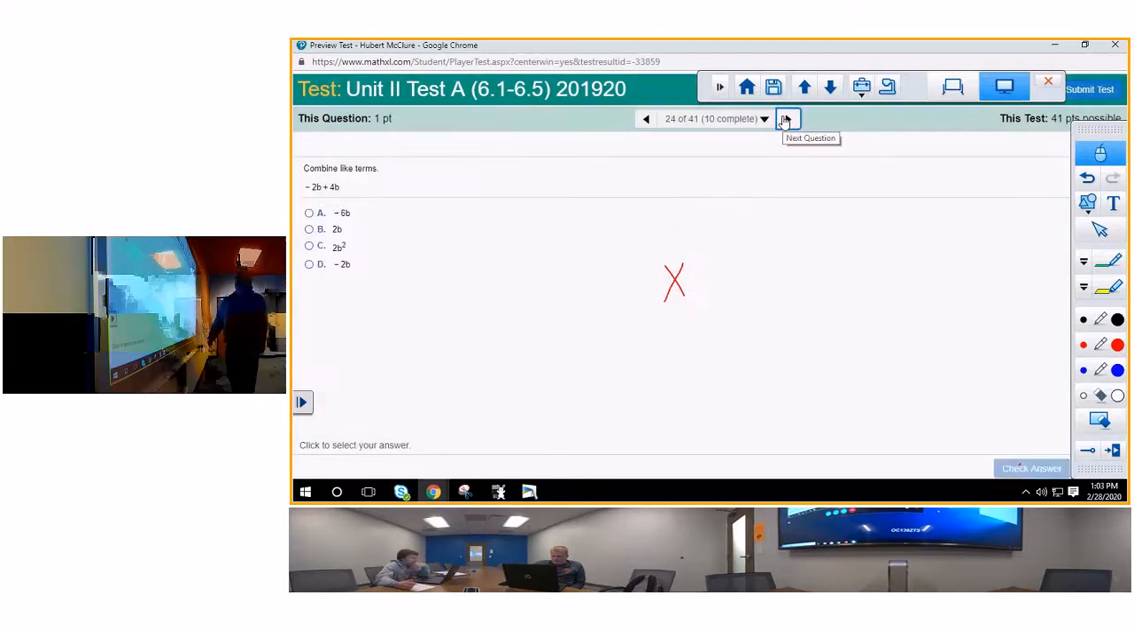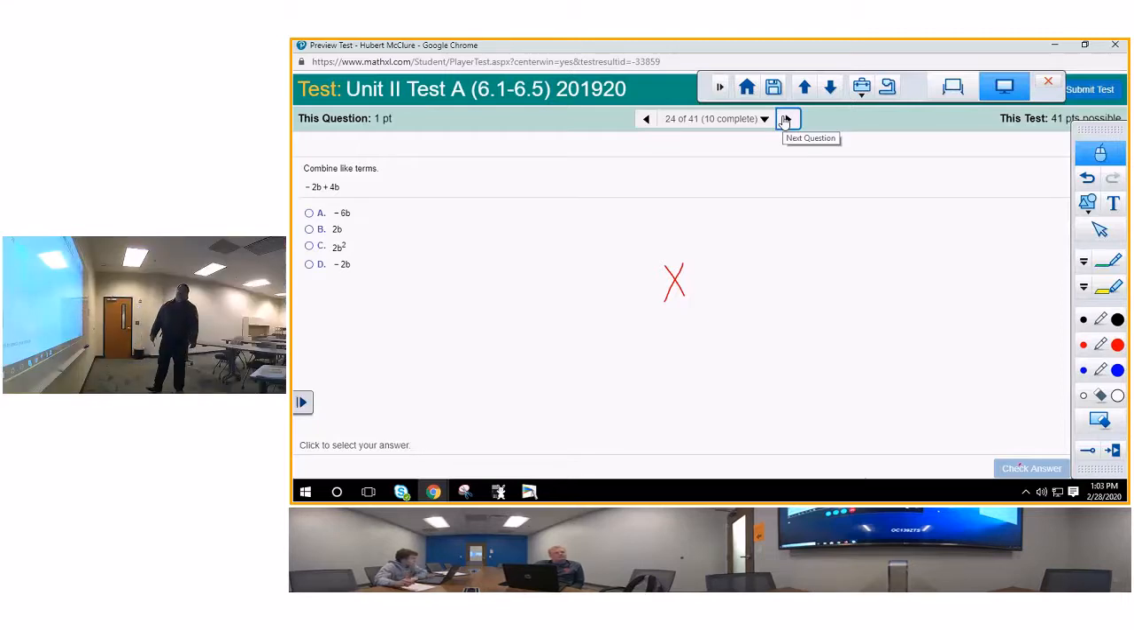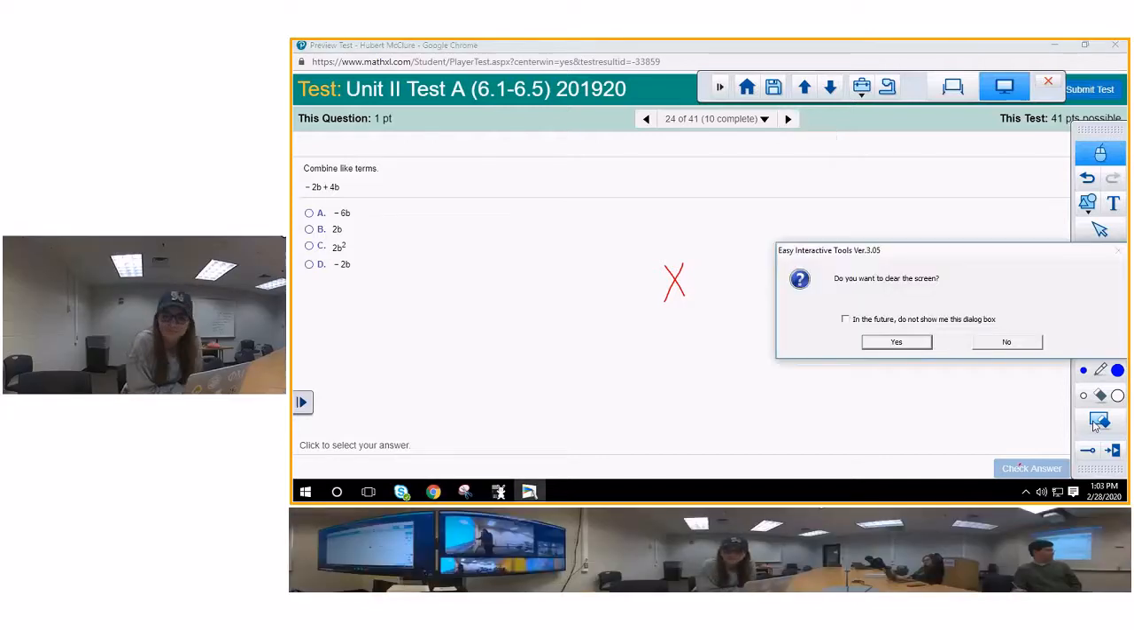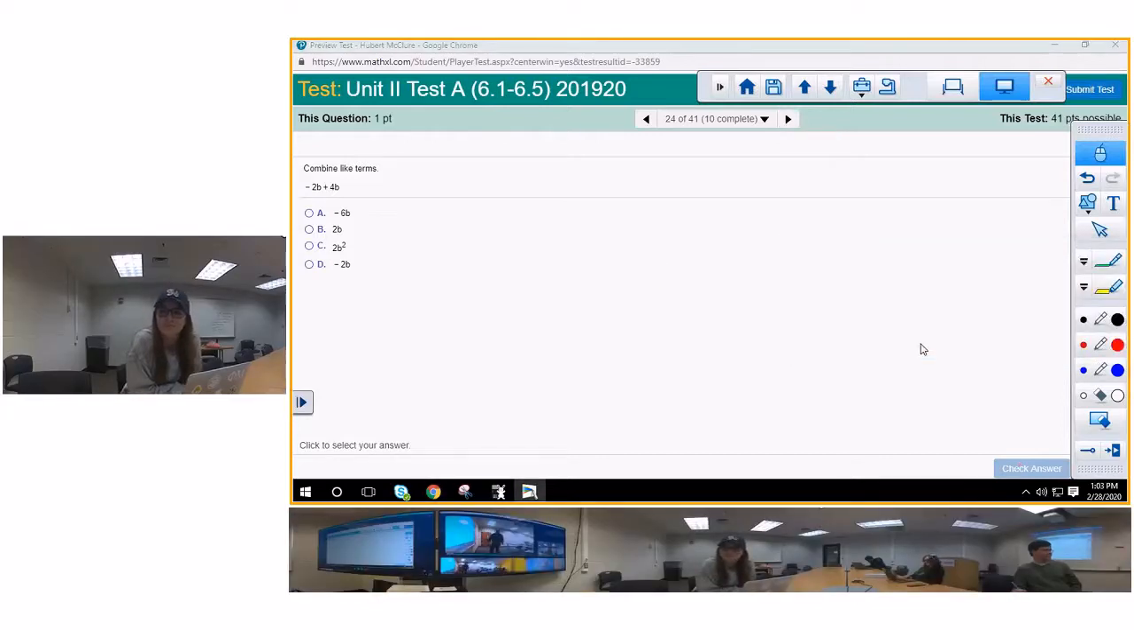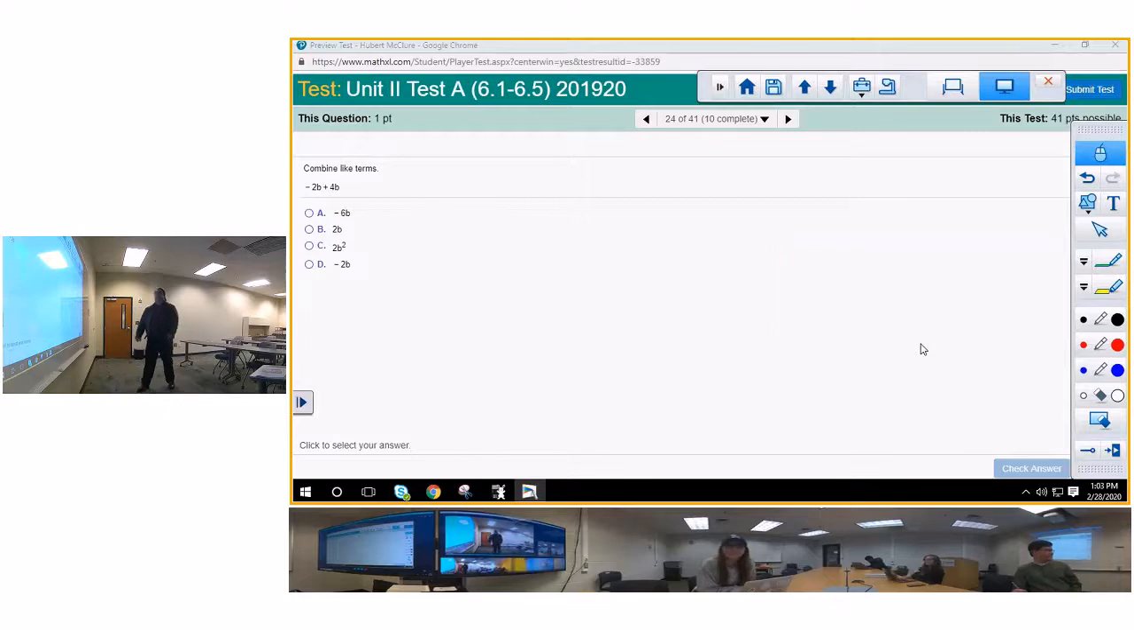Oh my gosh, I can't believe I put that on there. I need to take that one off. No. Combine like terms. You already made a mistake. Keep it there. Somebody will miss it. How much will you bet? What's negative 2b plus 4b? Bravo.